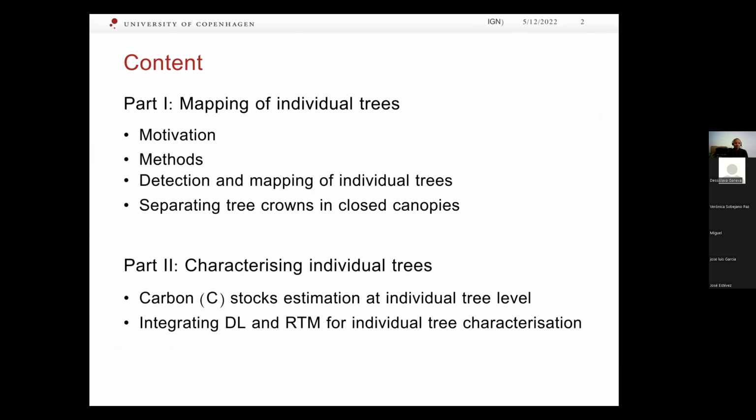The first part is about mapping of individual trees, where we'll talk about the reason why and the methods we've applied, and how we mapped the trees and how we dealt with the clumped trees or the connected trees after the mapping. And the second part is about characterizing the trees. We've started with the biomass estimation for every tree and also carbon stock. But the last part is the plan, where we intend to integrate both deep learning and radiative transfer modeling for further characterizing the trees.